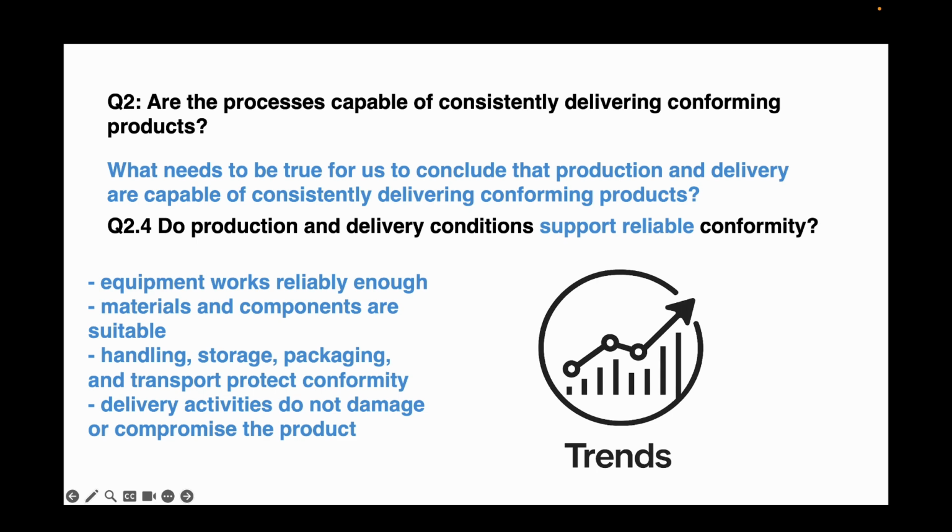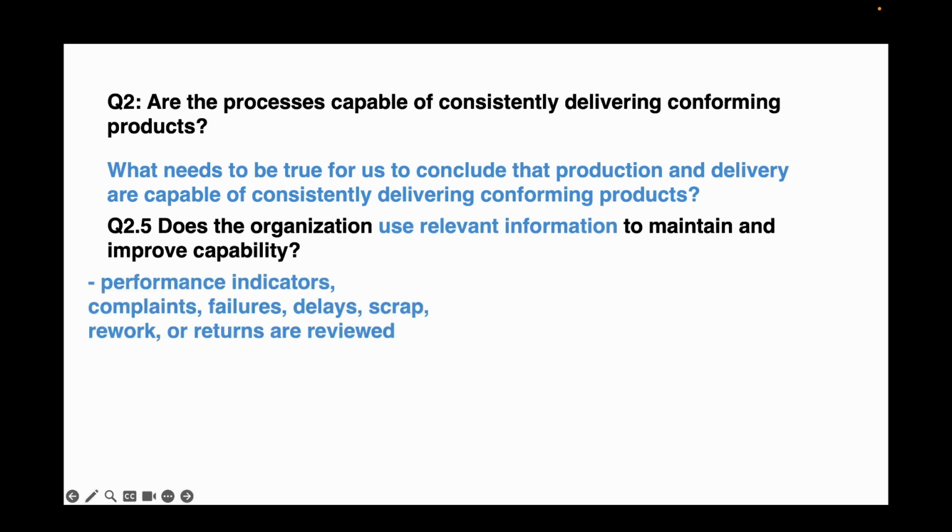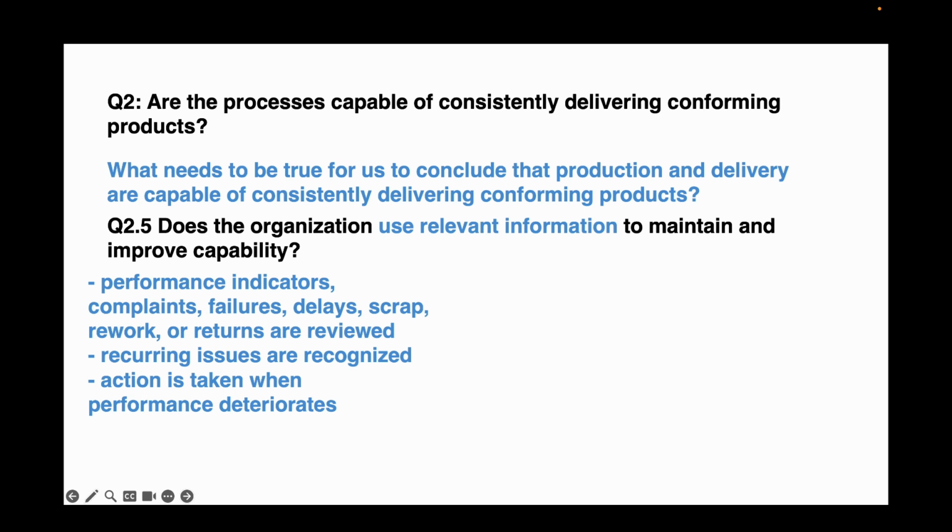Okay, so now let's go to the last question in this capability branch. Does the organization use relevant information to maintain and improve capability? Now, what needs to be true for us to conclude that the capability is maintained or improved? So, we need to look into performance indicators like complaints, failures, delays, scrap, rework, or returns, and see that they are reviewed, they are evaluated, that recurring issues are recognized, and that action is taken when performance deteriorates.